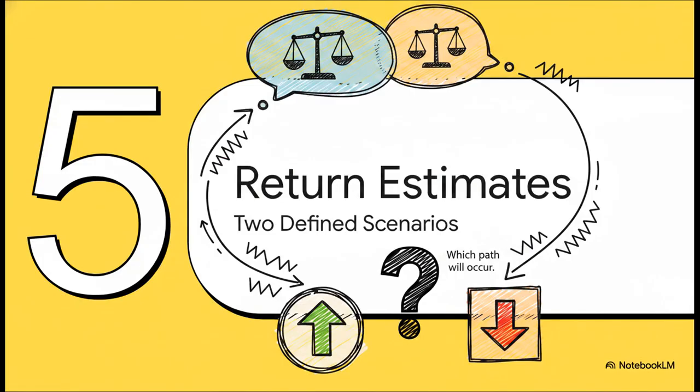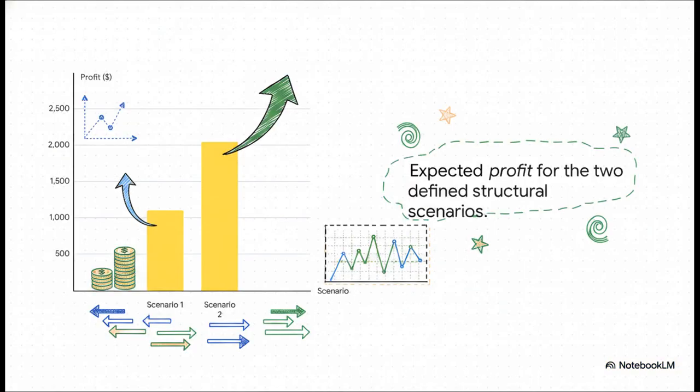Now for Section 5, Scenario Return Estimates. Quick note here, we are just calculating simple arithmetic outcomes. We are absolutely not projecting which path will actually occur. Let's run the math. Scenario 1 assumes entry at M and a full exit at target 3. The expected profit there is $1,105, which translates to an expected annual return of 16.73%.